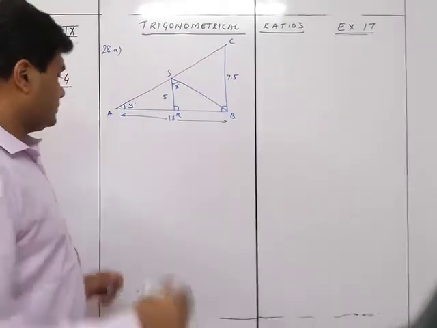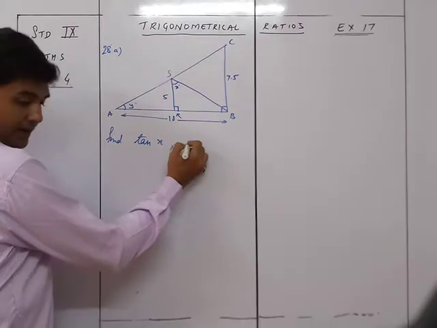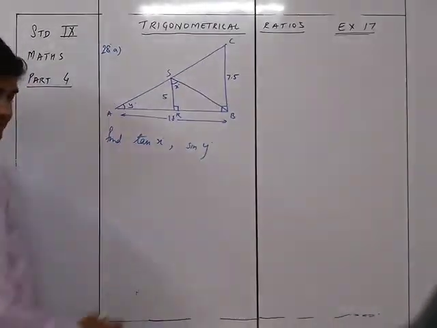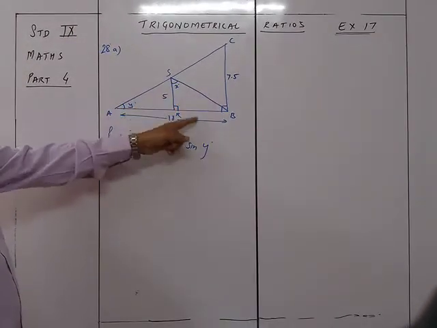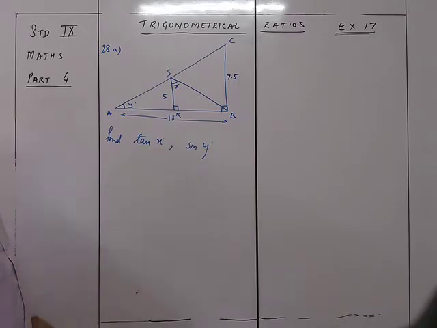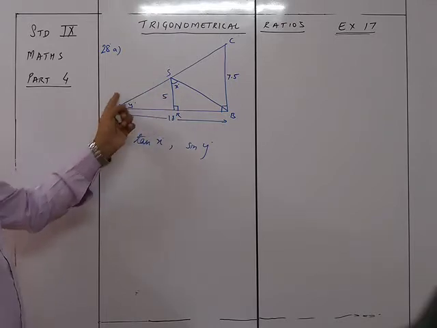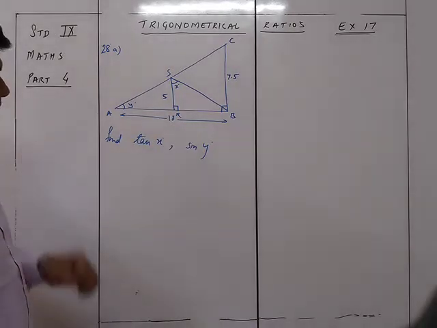You need to find tan x and sine y. Tan x, this upon this, we need to find out RB for that. Another is sine y, opposite upon hypotenuse, so we need to find out AS. Fair enough. Now let's see if you are able to get something.